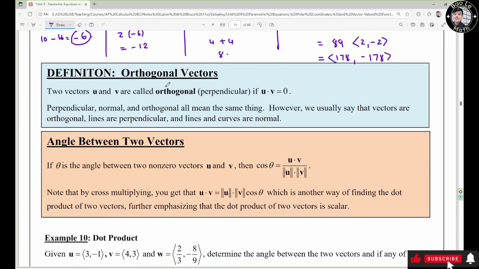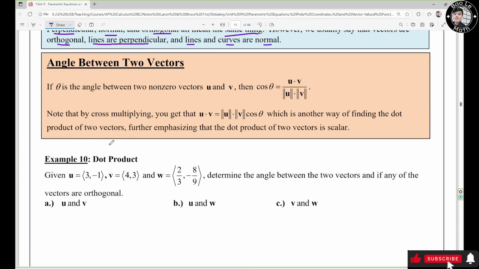Now we're going to talk about the orthogonal vectors. Two vectors u and v are called orthogonal, which means perpendicular, if the dot product equals 0, right? Perpendicular, normal, and orthogonal all mean the same thing. However, we usually say that vectors are orthogonal, lines are perpendicular, and lines and curves are normal. Alright?